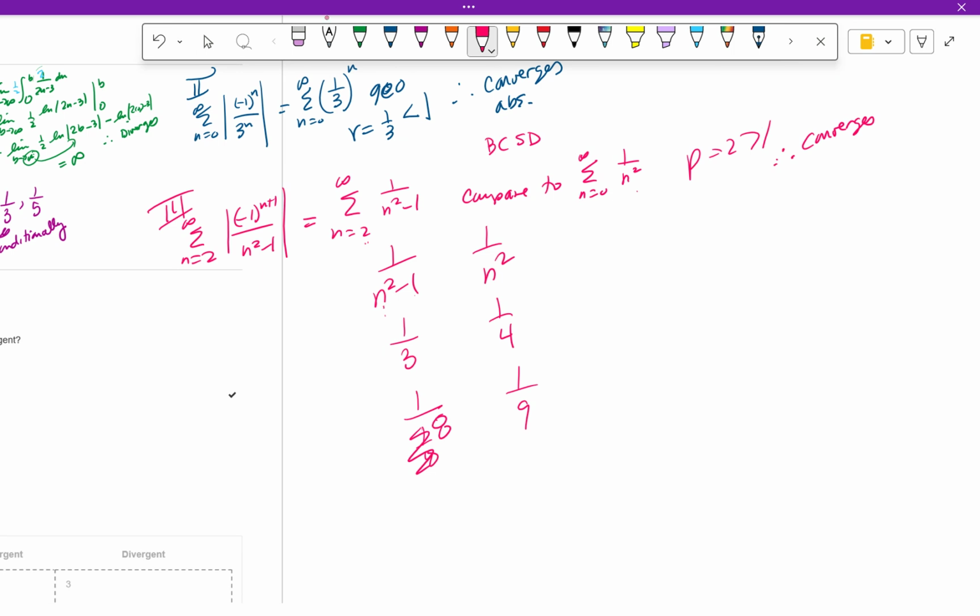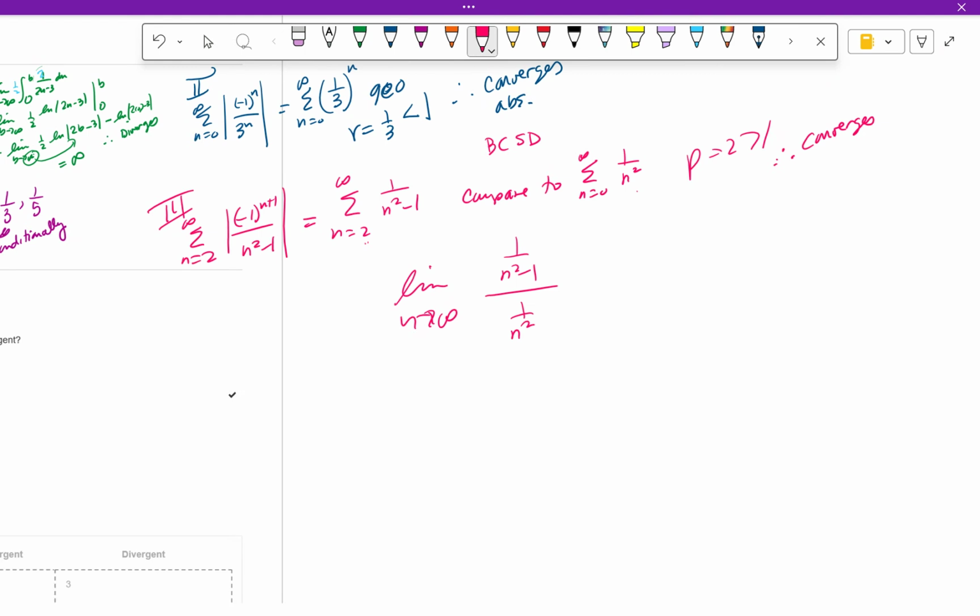P2. I still know that converges. I'm not gonna use BCSD. I'm gonna use limit. See what happens with limit. So limit is the limit as n approaches infinity. I want the original. My original was the 1 over n squared minus 1, over my comparison, which is 1 over n squared.